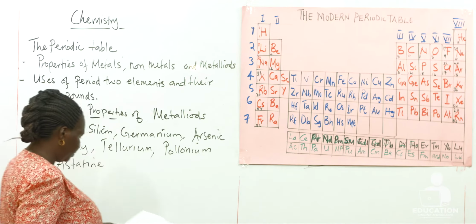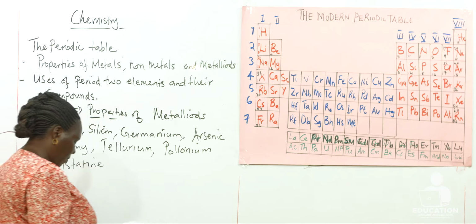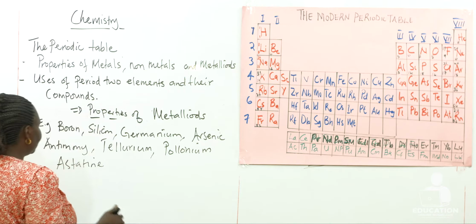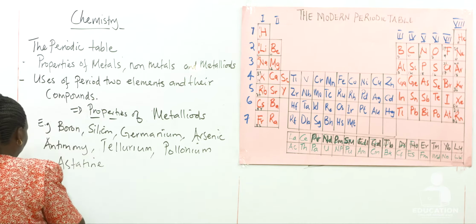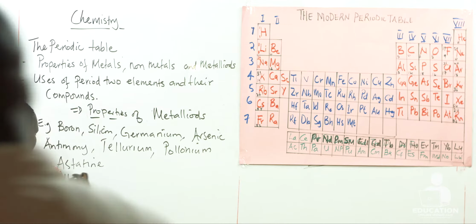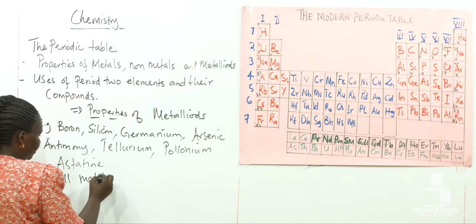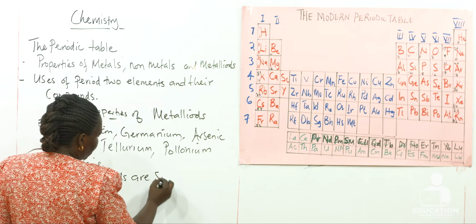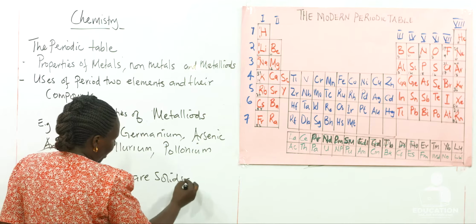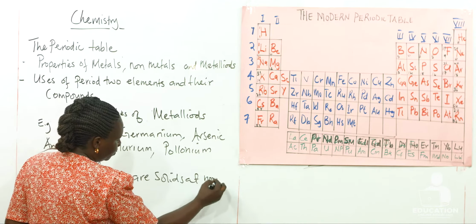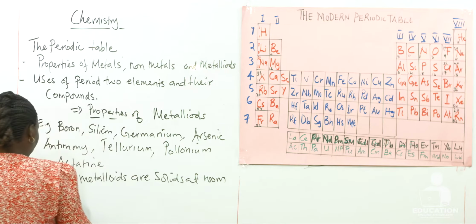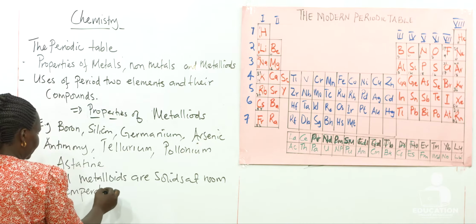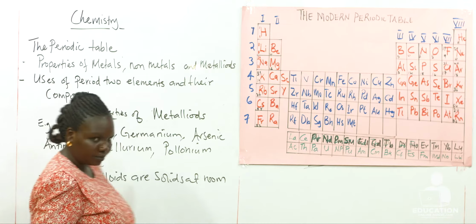Then let us look at the properties of metalloids. All metalloids are solid at room temperature. So at normal temperature, they exist as solids.